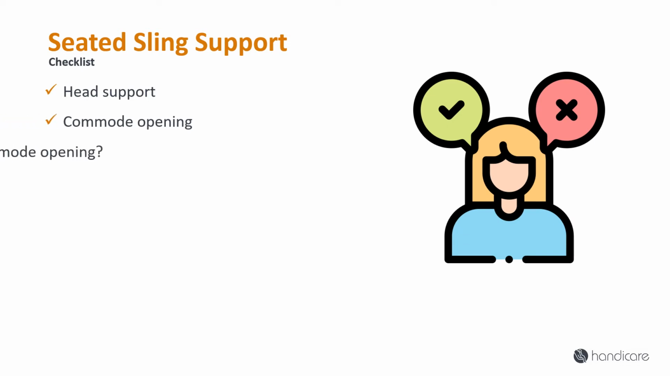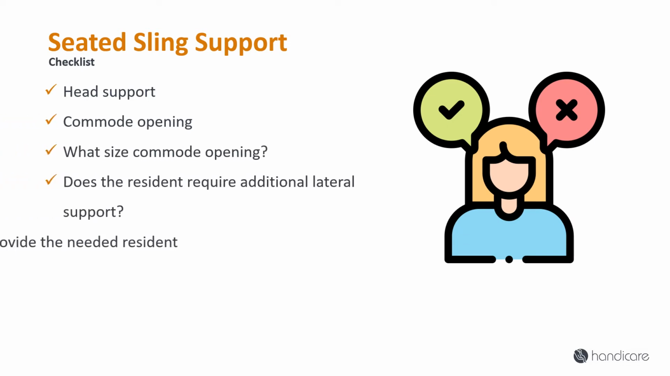When working through the sling selection process for the seated transfer slings, a few questions to keep in mind would be: does the resident require head support? Does the resident require a commode opening? If no, the choice is simple. It's the Comfort Care sling, as the commode opening for this particular sling is optional.